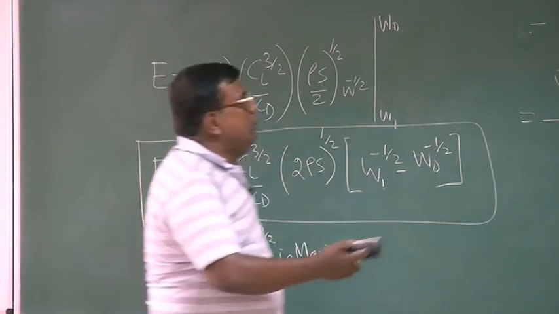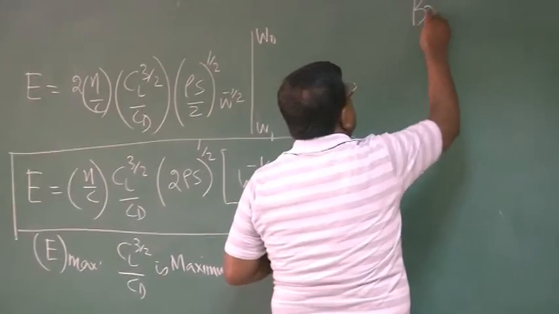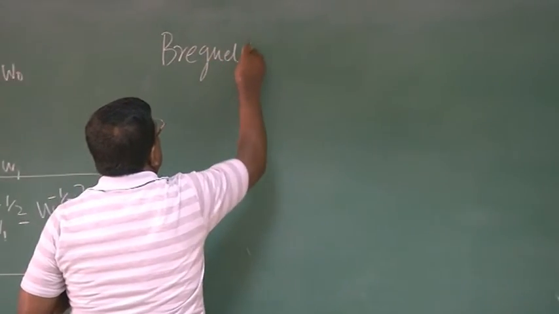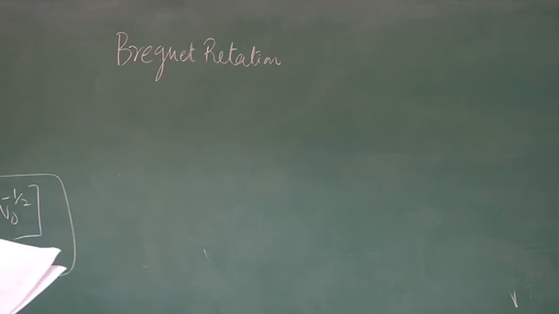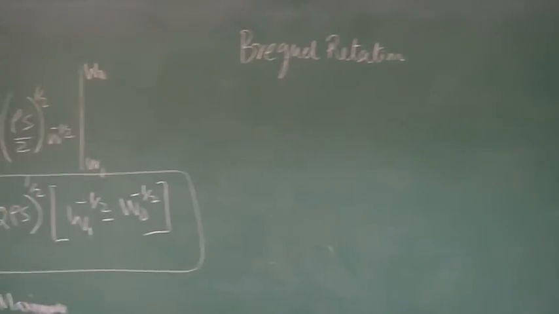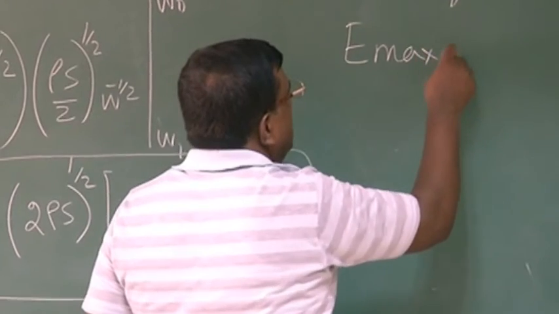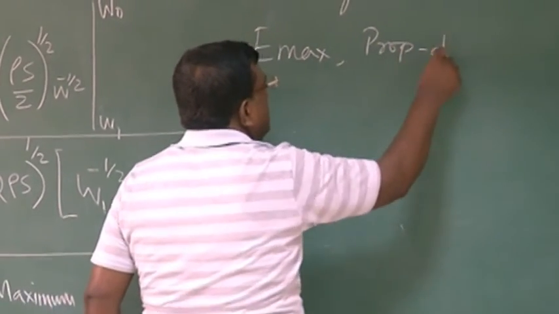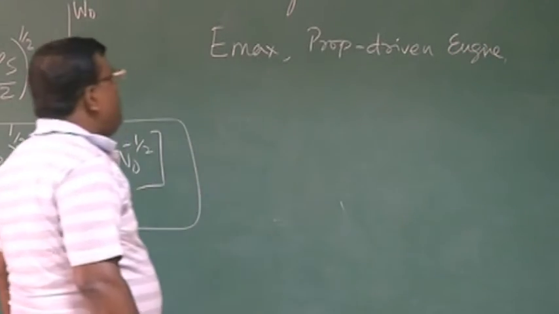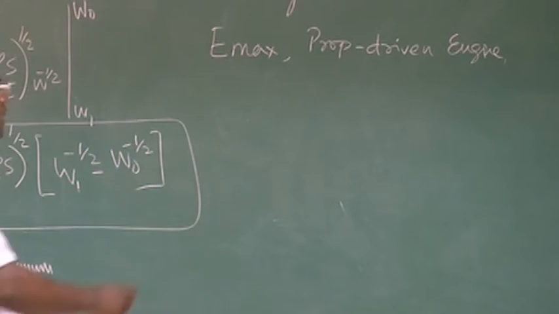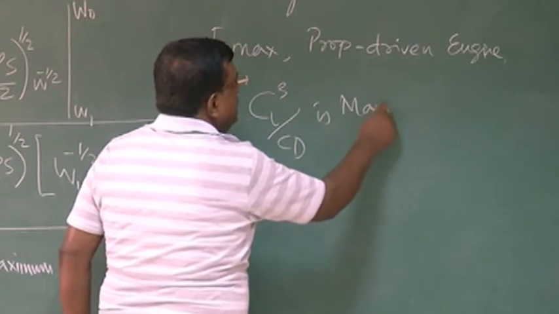Please understand this very important result, which is also popularly known as the Breguet relation. It's very handy in the design process of an aircraft. What we are seeing here is that E is maximum for a propeller driven engine, provided you fly the airplane such that CL^(3/2)/CD is maximum.